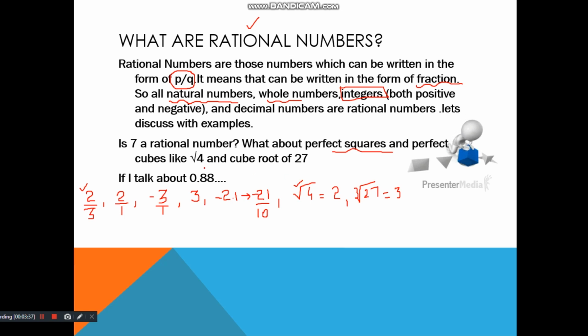My students in the class are always confused about whether numbers like 0.88888 and so on are rational or irrational. 0.8888 you can write as 0.8 with a bar, because they are repeating numbers. So 0.8 repeating you can write as 8 over 9. It can be written as a fraction. So 0.888 or 0.454545, they are rational numbers. Now I think it's clear to you all.